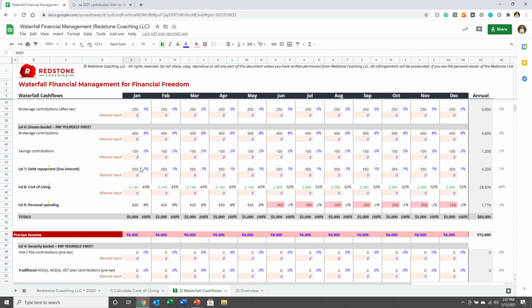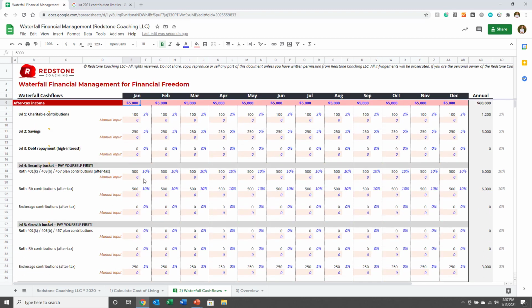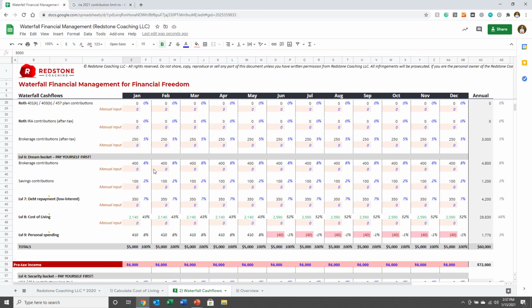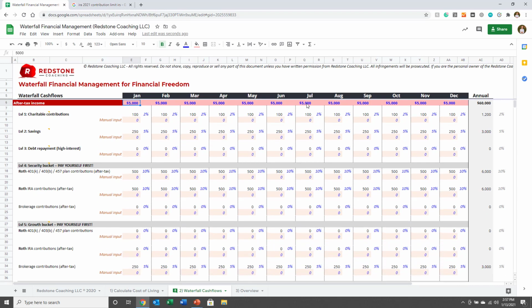Now, what if you accidentally over allocate percentages? What if you put in more than 100%? Well, you can see here, it started getting red. Minus 1%, minus 1%, minus 1%, $40. If you're still spending and this is negative, it means that if you were to continue spending, you would be going into debt because you don't have enough income.